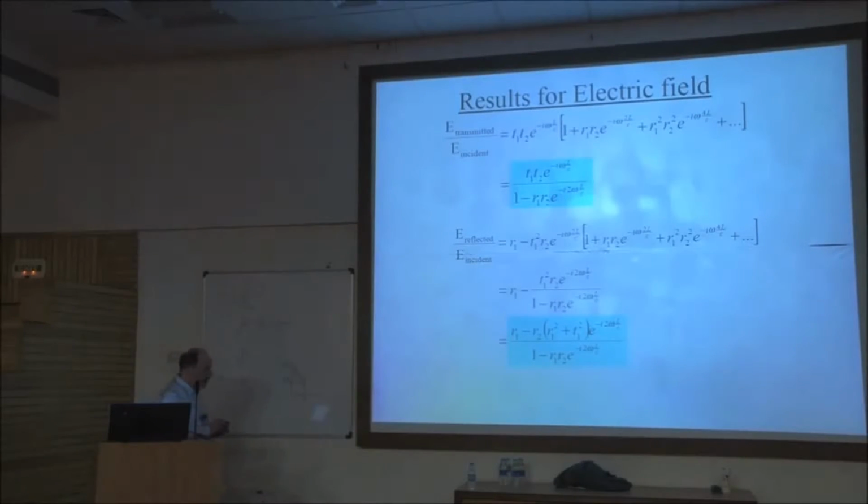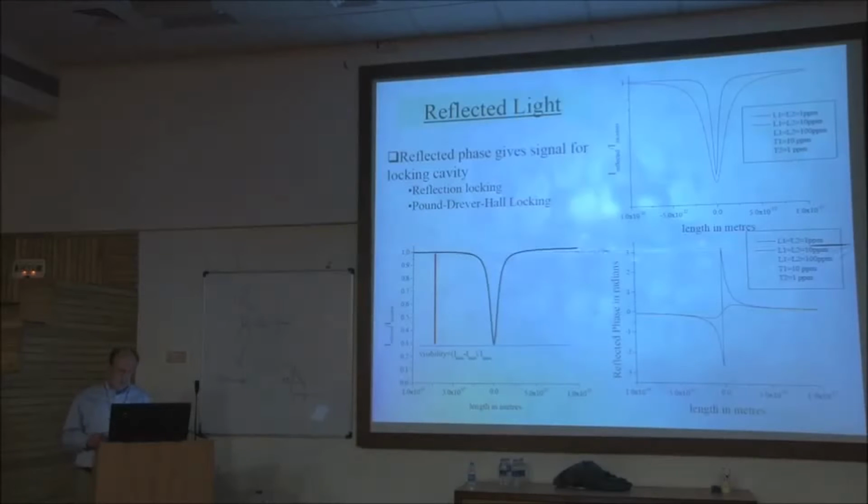If you do the same thing for the transmitted light, you can see directly, because there's no R1 term here, that the transmitted light grows in amplitude dramatically, and that's stating that the power is building up in the cavity, because all those round trips superpose in phase.